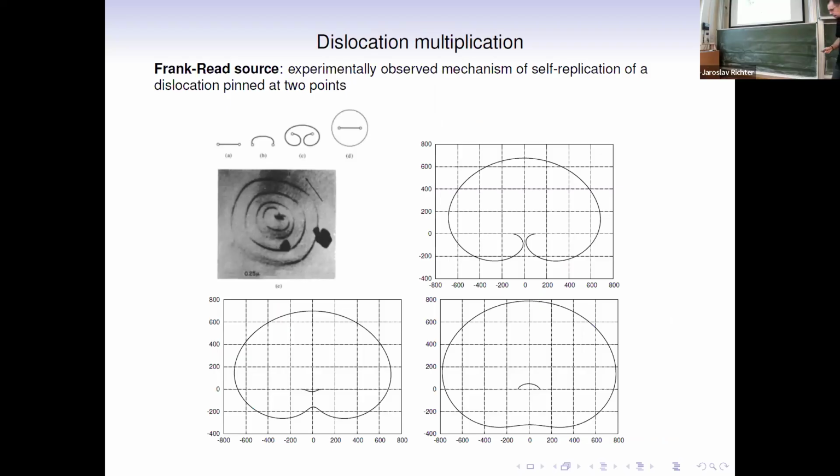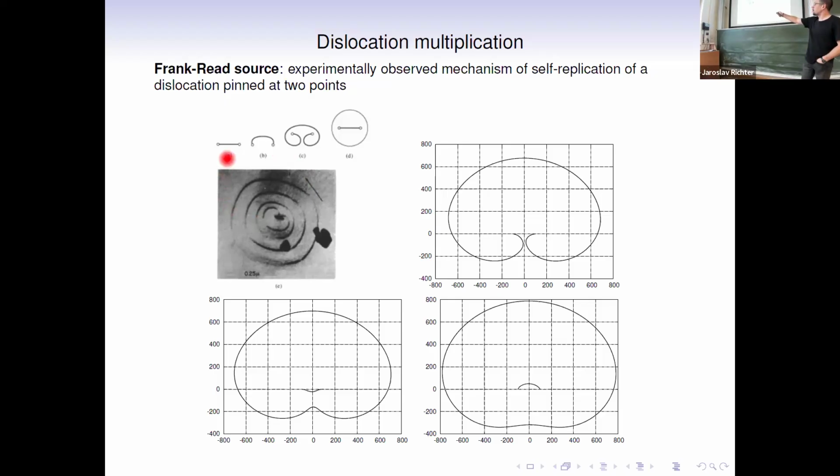The first effect which I'm going to talk about is multiplication. In literature, it's called the Frank-Read source. Here, if you look at this photo from transmission electron microscopy, you can see many concentric dislocation loops, almost circles, not exactly circles, but loops. This is called the Frank-Read source. It is an experimentally observed mechanism of how dislocations self-replicate.